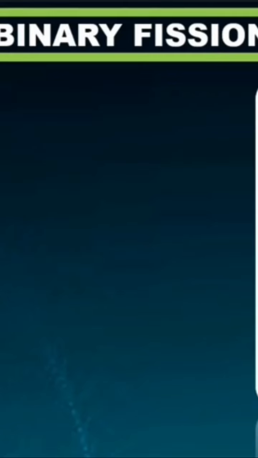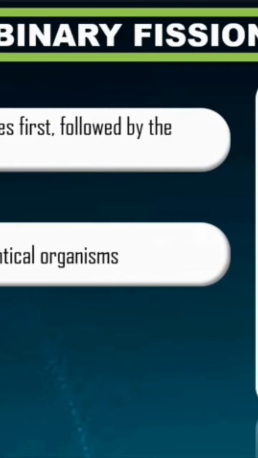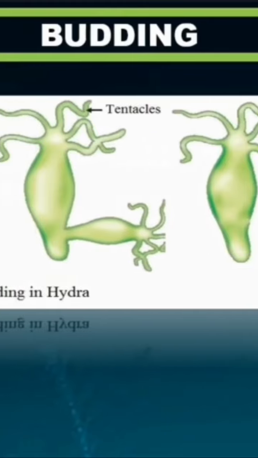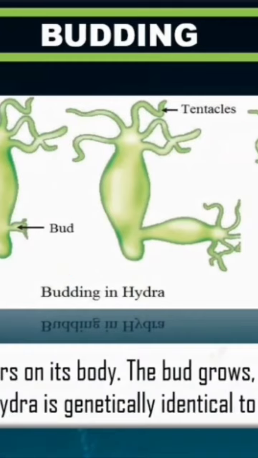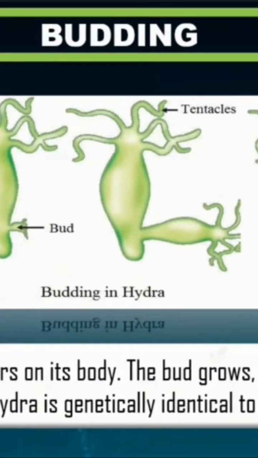At first, the nucleus divides, followed by the division of cytoplasm. This produces two identical organisms, and each new amoeba looks exactly like the parent. In budding process, a small bud appears on the body of the hydra. The bud grows, develops tentacles, and finally detaches. This new hydra is genetically identical to the parent.